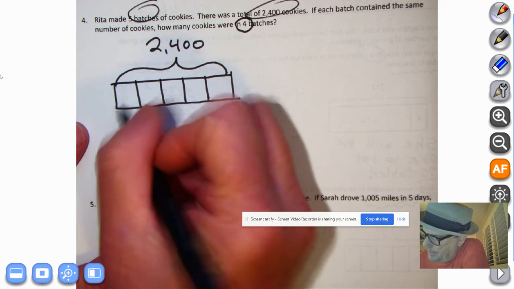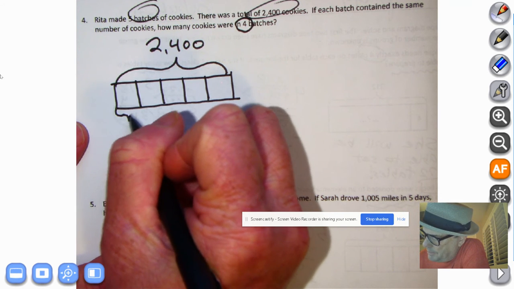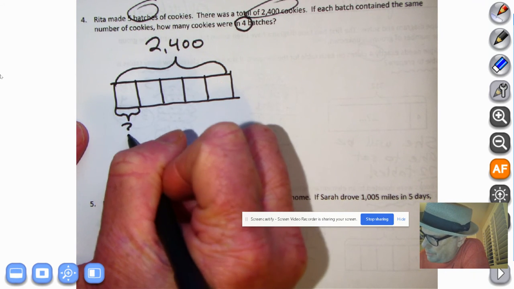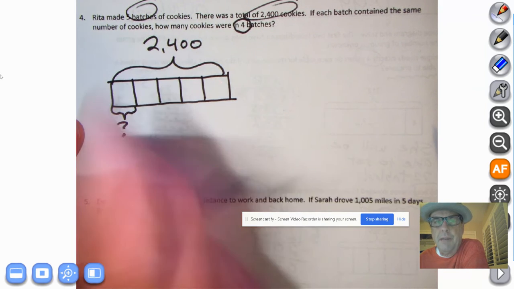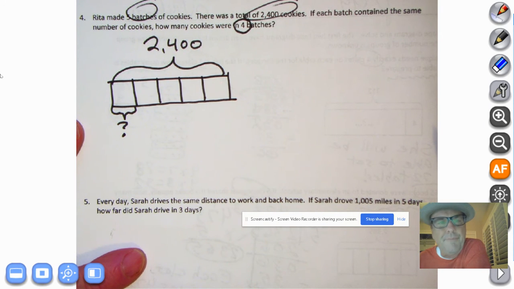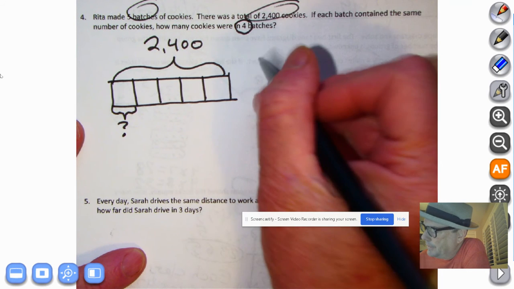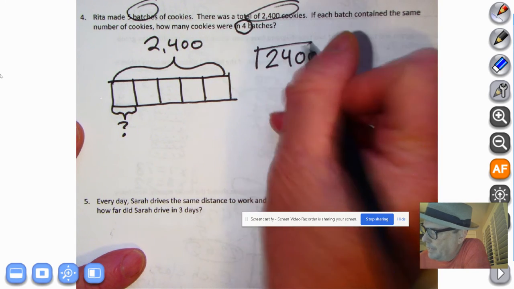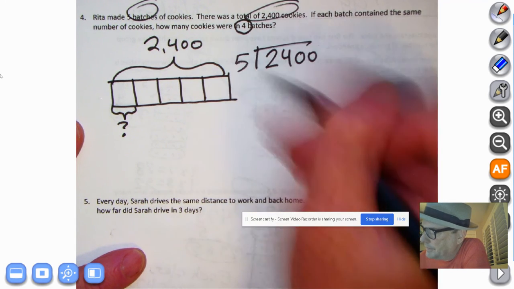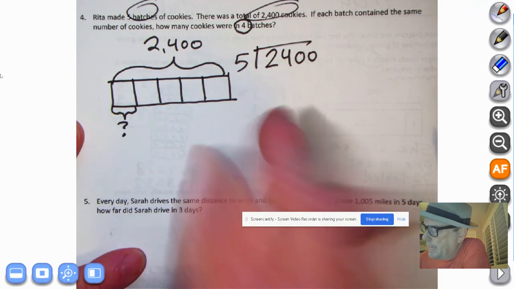What we don't know is this. How much are in each batch? And we're not looking to figure out all 5. We just want to know 4, okay? There's a couple of ways we can do it. Let's go ahead and do it the original way I was going to do it. So we have 2,400, and we're dividing it by 5, the 5 batches. And this will tell us how many cookies are in each batch, okay?